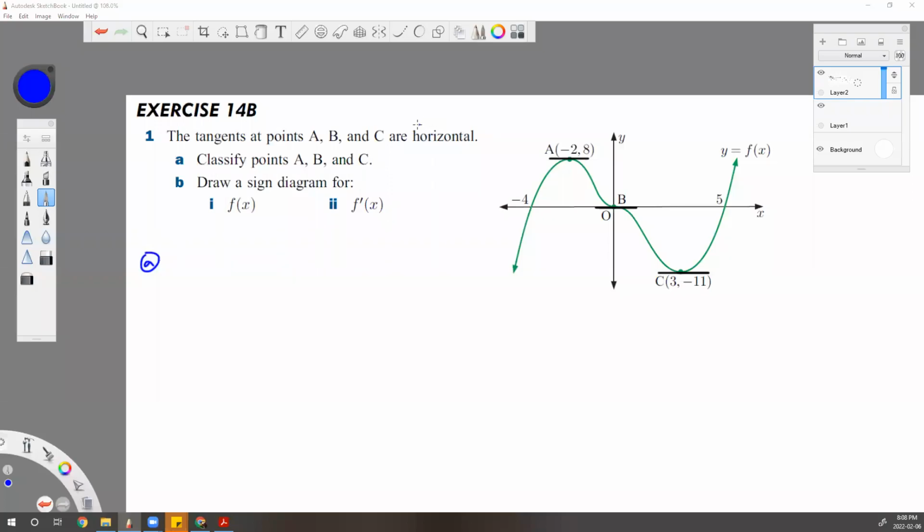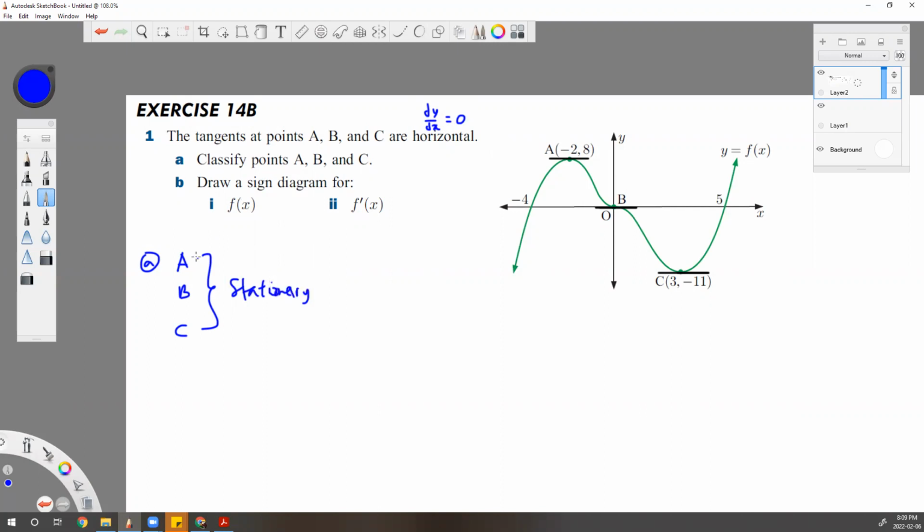Okay, when the tangents are horizontal, it means that dy/dx is equal to 0. It means they are meeting at a stationary point. So classify points A, B, C. All of them are stationary. A, B, C are stationary.